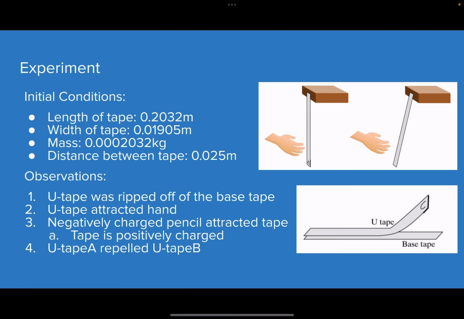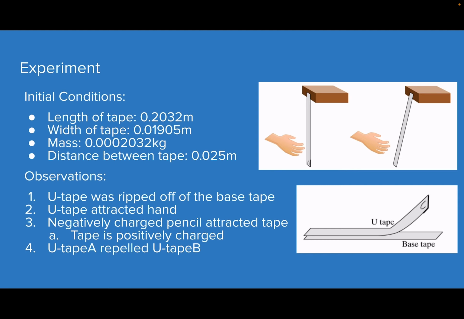ma. In the initial conditions, we had a piece of tape that was a length of 0.2 meters, a width of 0.019 meters, and a mass of 2.0 e to the negative 4 kilograms. And the distance between the tapes was 0.025 meters.